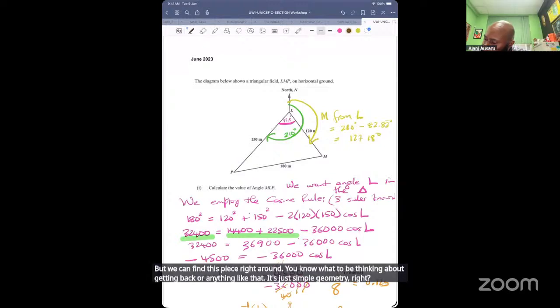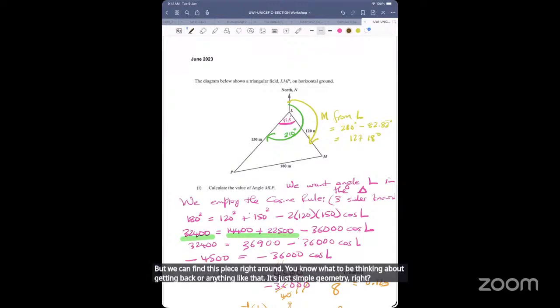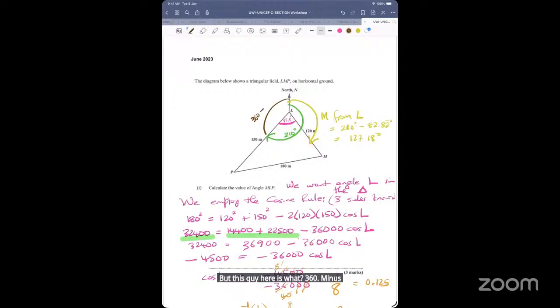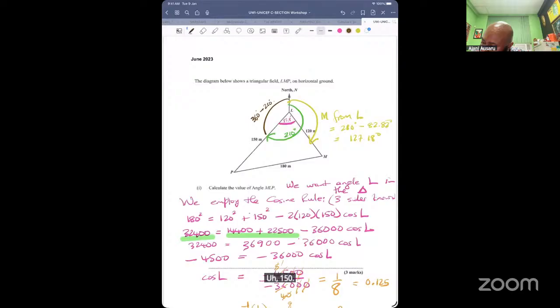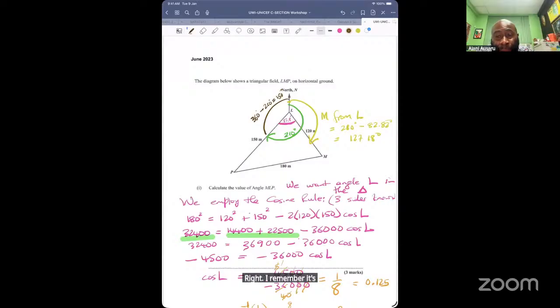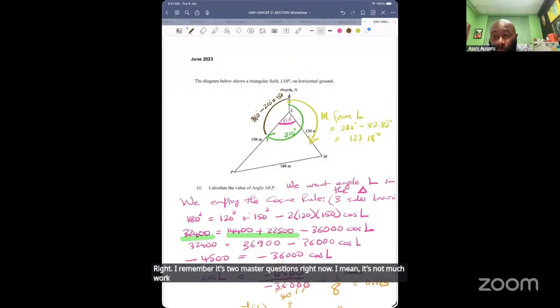So let us write this. 150. So this guy here is what? 360 minus 210. 210. 150. And that's equal to 150 degrees. I remember it's a 2 marks question, you know. That means it's not much work because we already did half of the work, finding the 150 already, right?